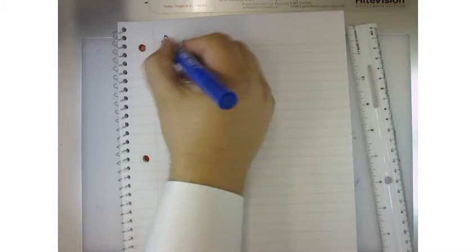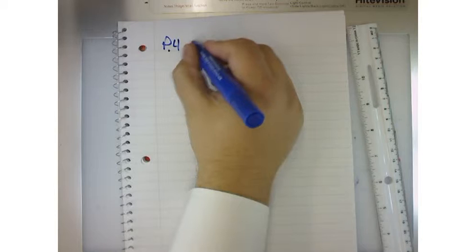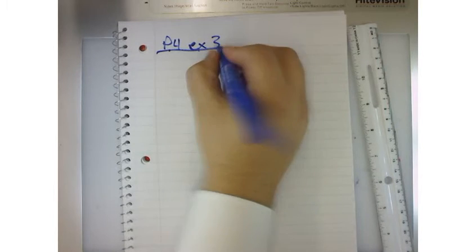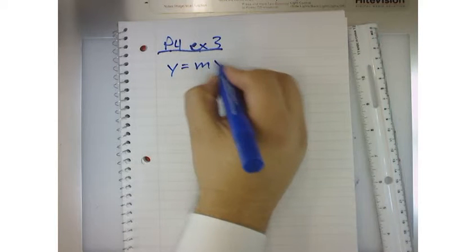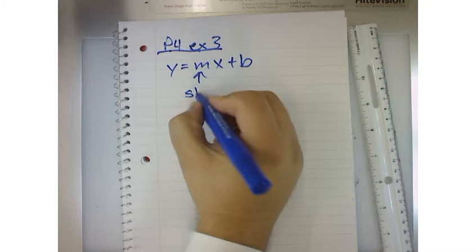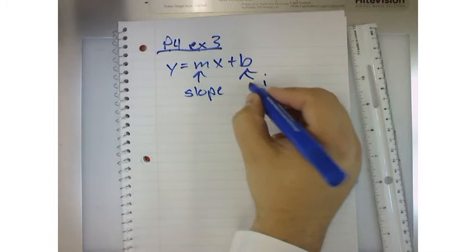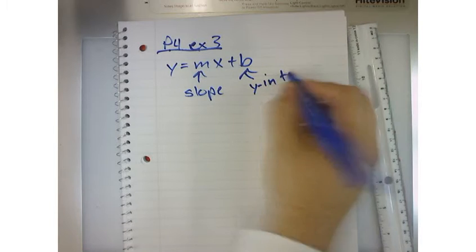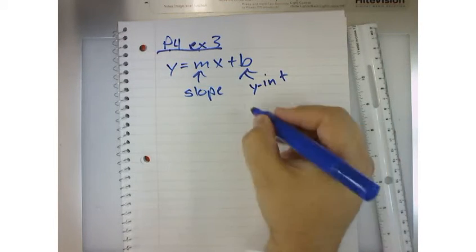Example number 3 talks about the slope-intercept form. So we've got y equals mx plus b, where m represents the slope of the equation of the line, and b represents the y-intercept. Now, when I say y-intercept, do we all know what I mean by that? Yeah. I'll write it down anyway.